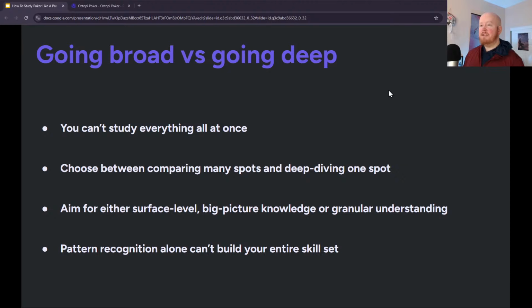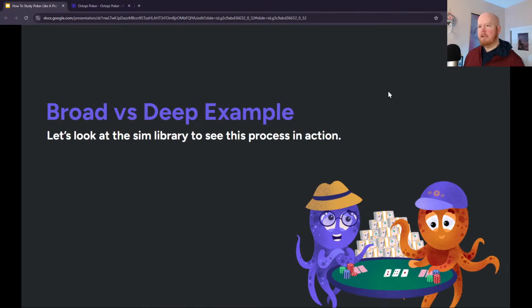So this is the first aspect. This is the first part of the process here as far as how we approach setting up a study session, study plan, anything like that. Second part, this is the slide for the example. I got ahead of myself here.